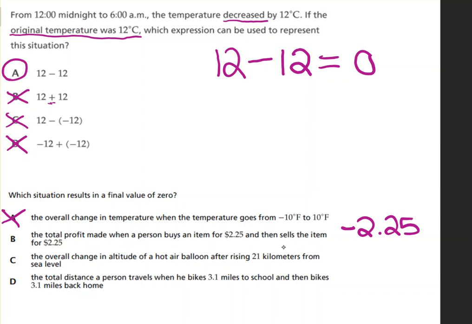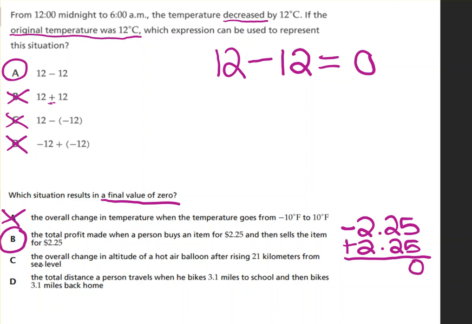Then they sold the item for $2.25. So when you sell something, you're getting money for it. So we're going to add money back, and that's $2.25. And when I add a positive $2.25 to a negative $2.25, I get 0. And going back to our question, results in a final value of 0? Our choice B does that. Let's look at C and D again just to make sure that we're correct.